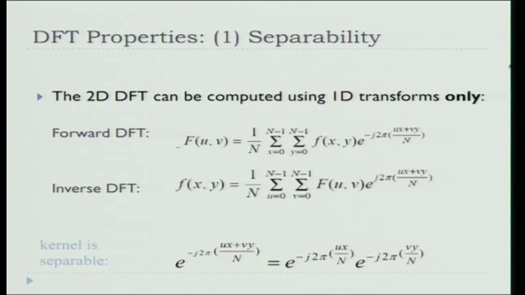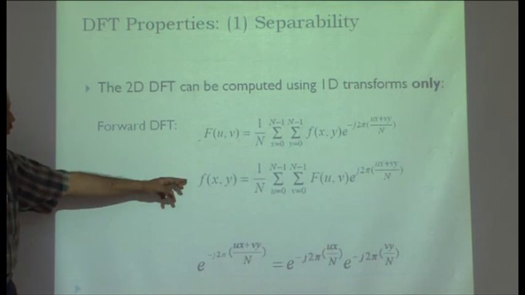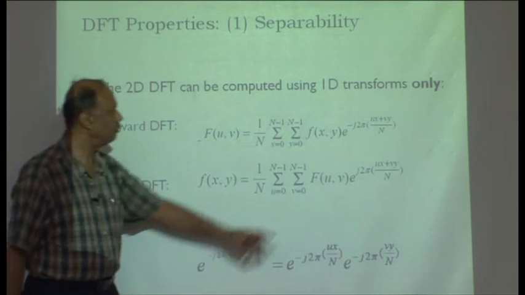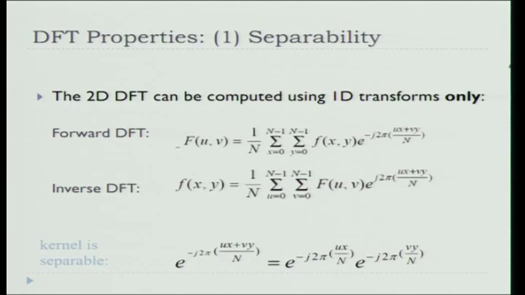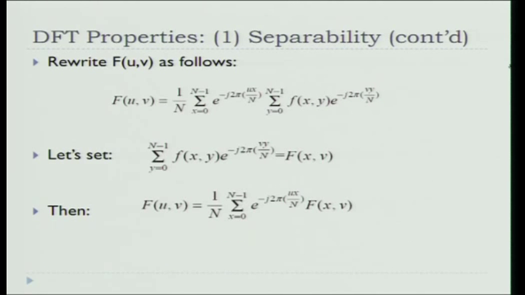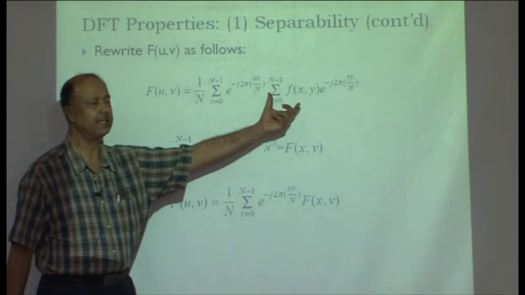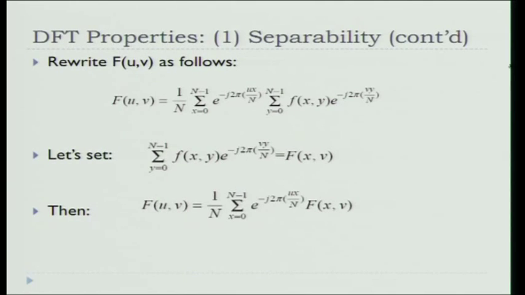Say you have F(u,v) equal to 1 by n summation over x 0 to n minus 1, y 0 to n minus 1, f(x,y) e to the power minus j 2 pi (xu plus vy) by n, and the inverse is also correspondingly written. Now, you know this one can be expressed as the product of the two exponential functions. If it is the case, we can rewrite F(u,v) as the product of the two components.